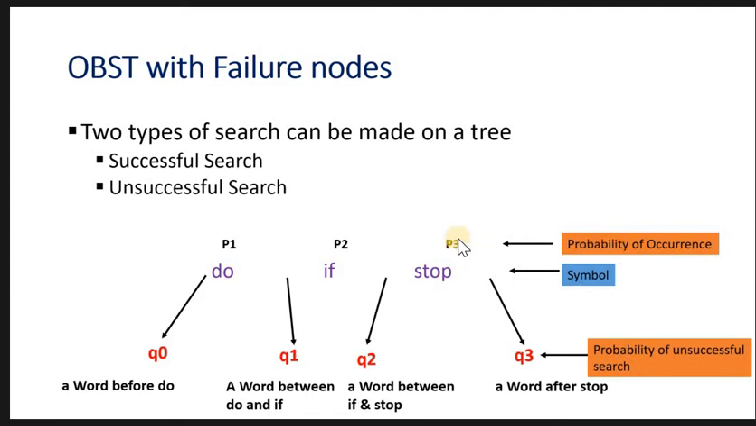Okay, so there are two types of probability. One is the probability of success and the probability of failure. And the symbols are given.